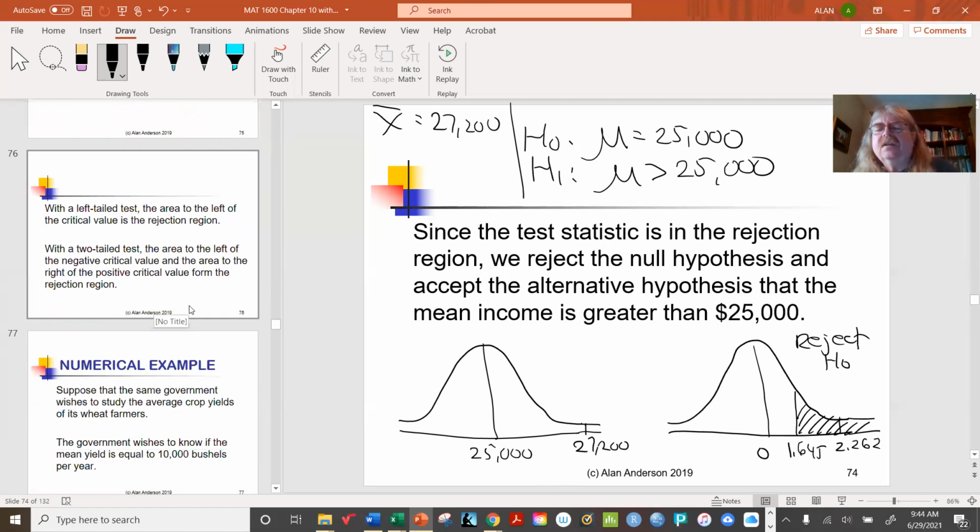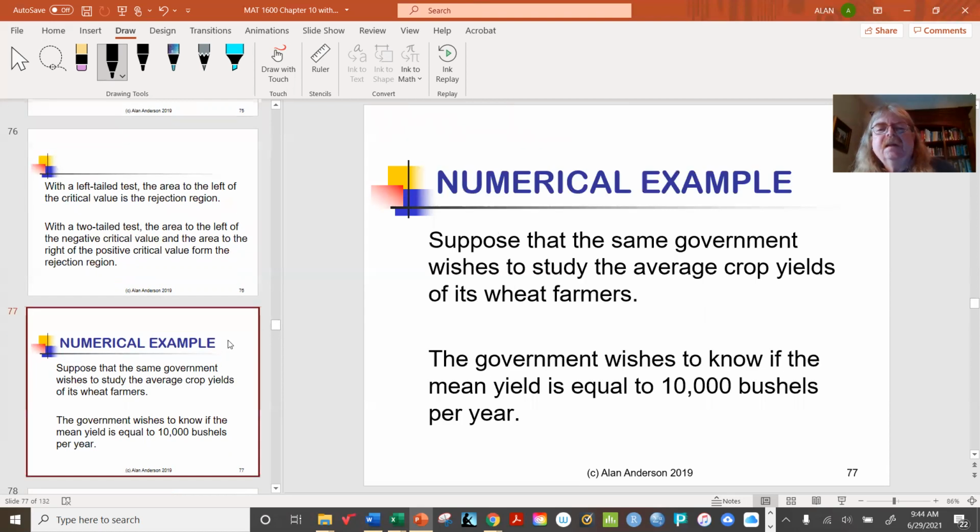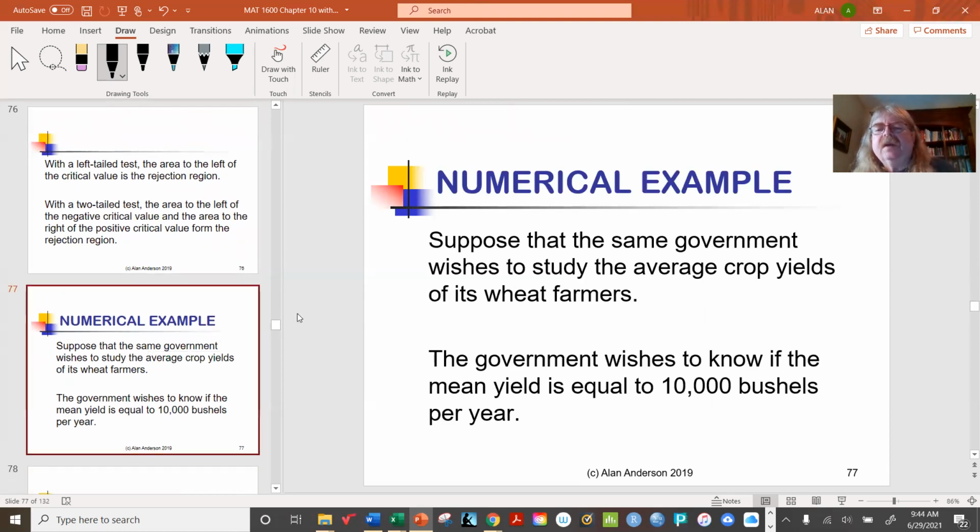All right, now here's another example. It's the same government, and now they're studying the farmers in their country. They're looking at the crop yields of the wheat farmers, and they want to know if the mean yield is equal to 10,000 bushels per year. Now, if you notice, this time they didn't say we want to know if the mean is greater than 10,000 or less than 10,000. That tells me that this is a two-tailed test.